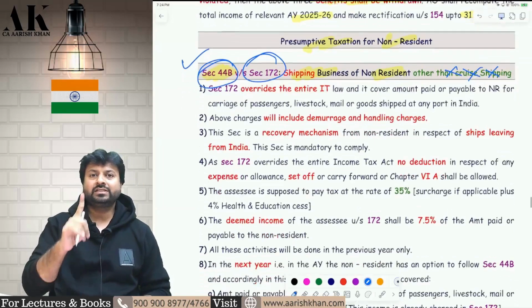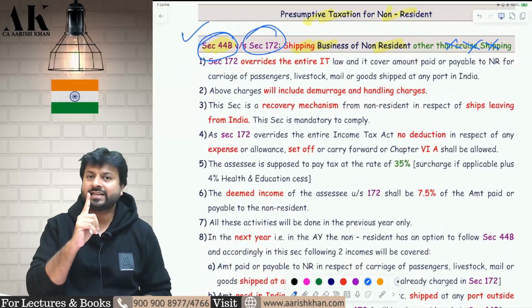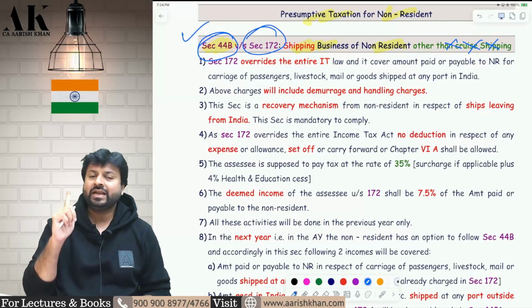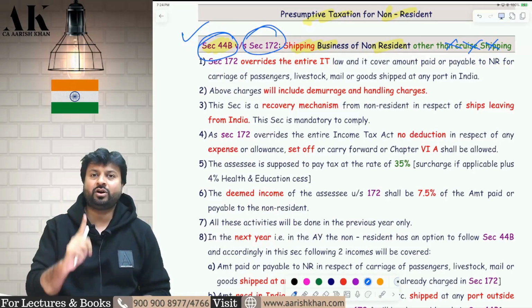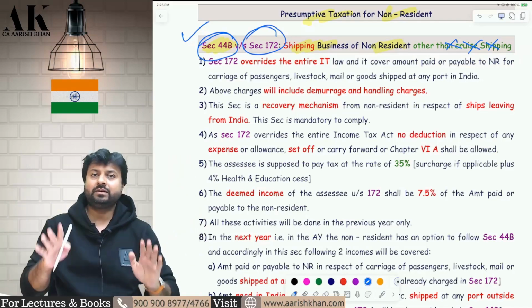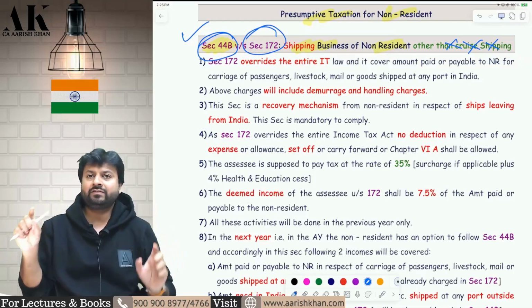Follow 44AB. Now 44AB only overrides section 28 to 43. It means it only overrides the PGBP provision. It does not override the entire income tax law. So in 44AB, again you will show the revenue as 1 crore and deemed income as 7.5%. 7.5 lakh will be deemed income.